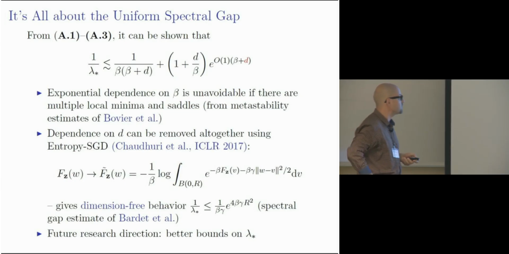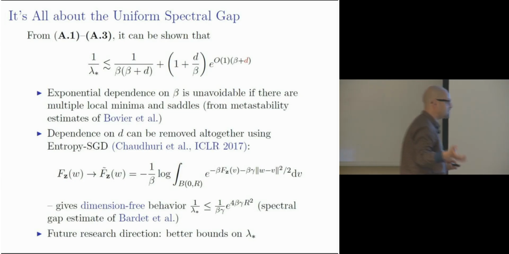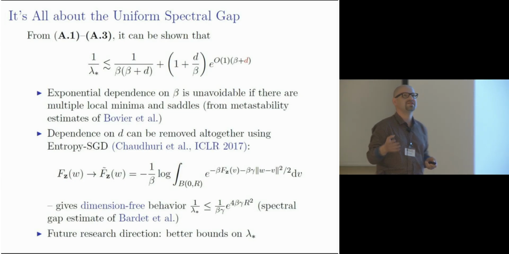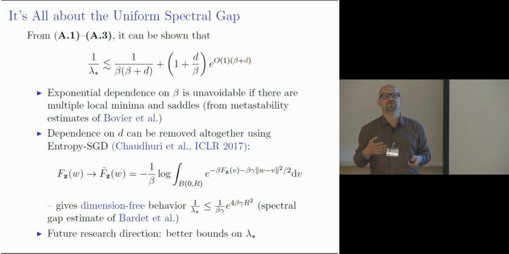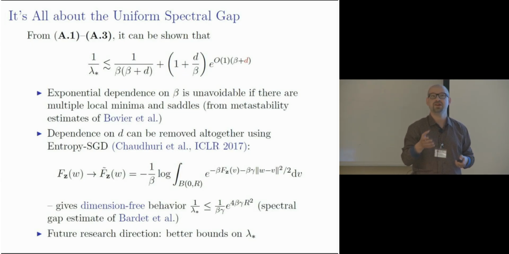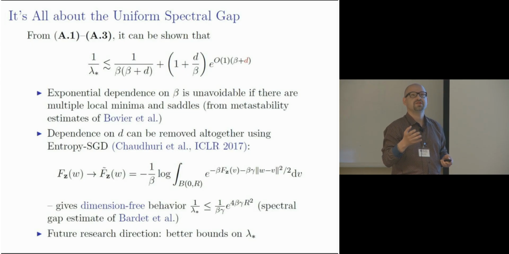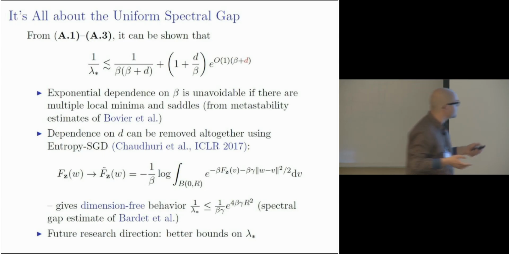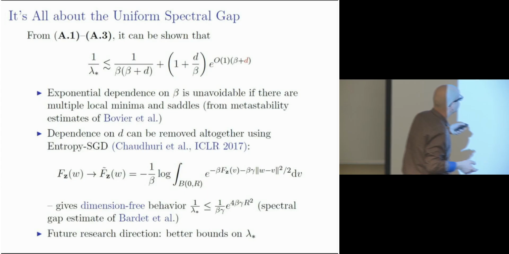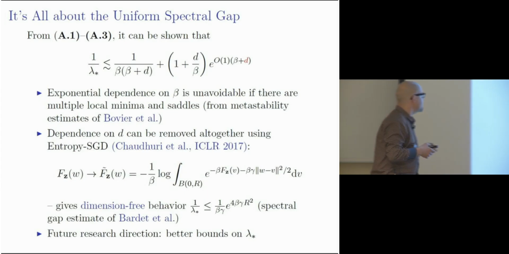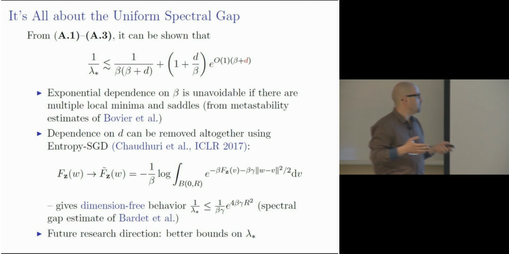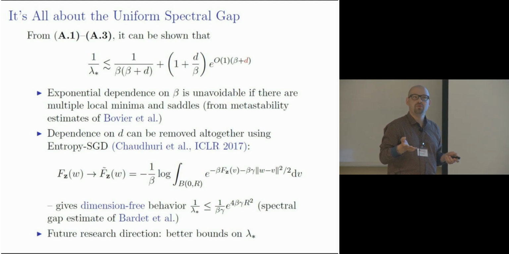I just want to comment on a few things. So there's a spectral gap parameter. And as Yu Chen pointed out, in the worst case, this can be exponential in both inverse temperature and dimension. What we have done is actually present upper bounds that exhibit precise dependence on all the parameters. So you can see that there's that exponential dependence on both beta and d. Now, the exponential dependence on beta is unavoidable whenever there are multiple local minima and saddle points. This actually follows from the beautiful theory of metastability of diffusions.